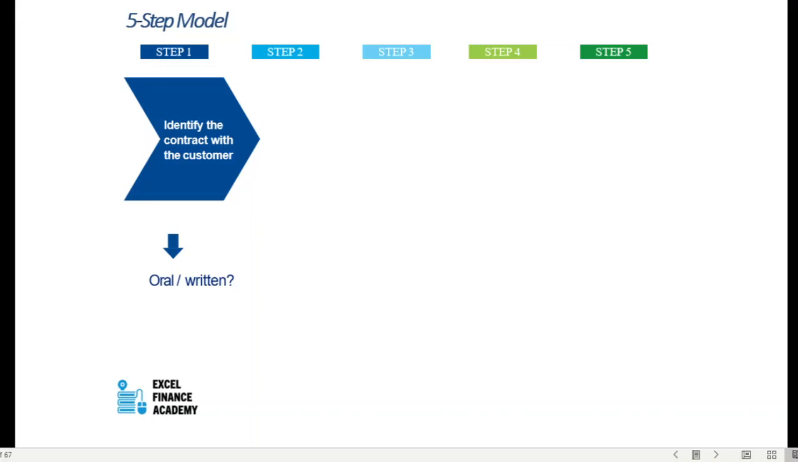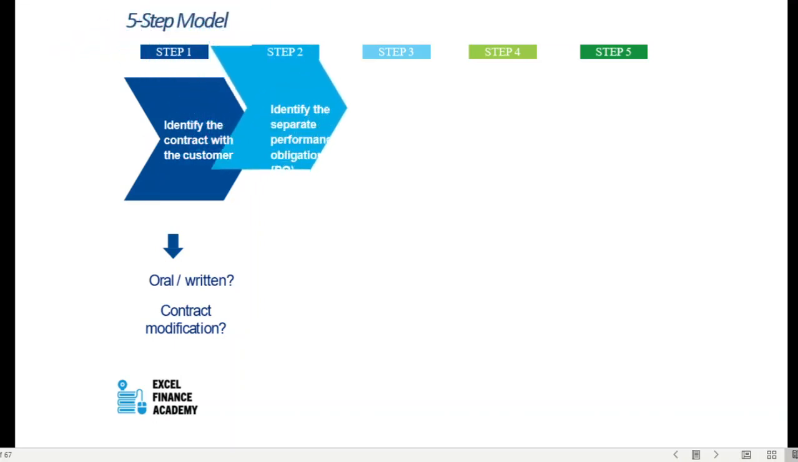In this video, we will look at all the 5 steps, and then in the coming videos, we will look at each and every step more closely, answering questions such as the modification of the contract. What if there is a modification? Each contract which has been modified will be treated as a separate contract, and the revenue recognition needs to change after each modification. Then the second step, after you have identified the contract with your customer, is to identify what the separate performance obligations are.